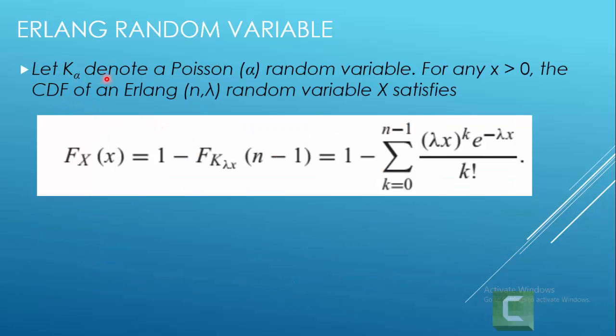Let K alpha denote a Poisson alpha random variable. For any x greater than 0, the CDF of the Erlang n comma lambda random variable is given as F of x is equal to 1 minus the summation from k equals 0 to n minus 1 of (lambda x) raised to power k, e to the minus lambda x, divided by k factorial.